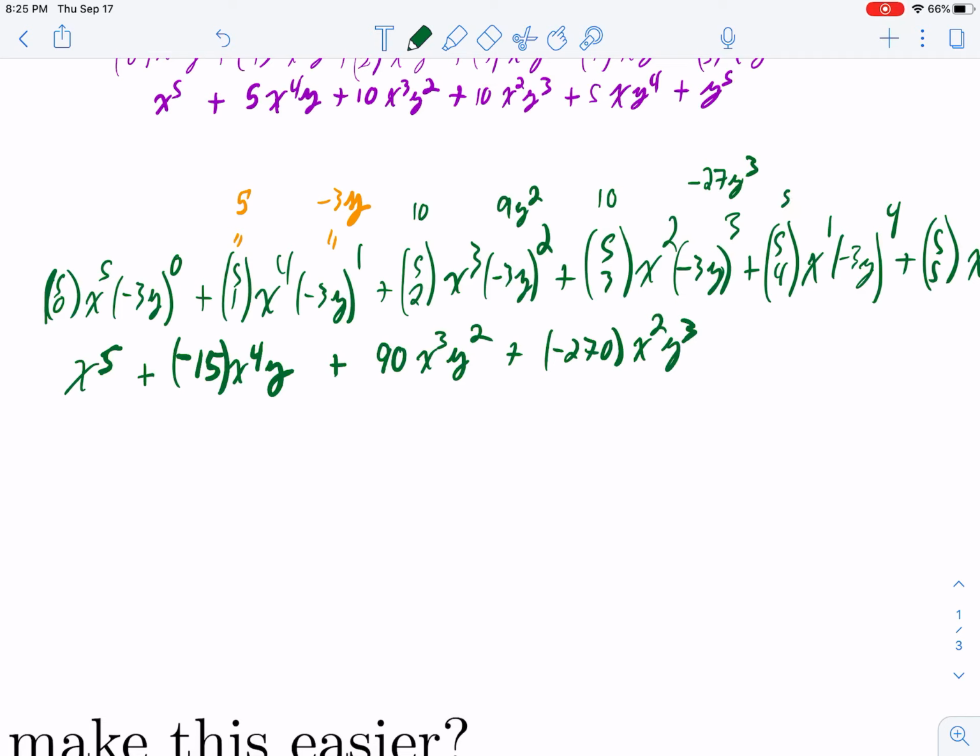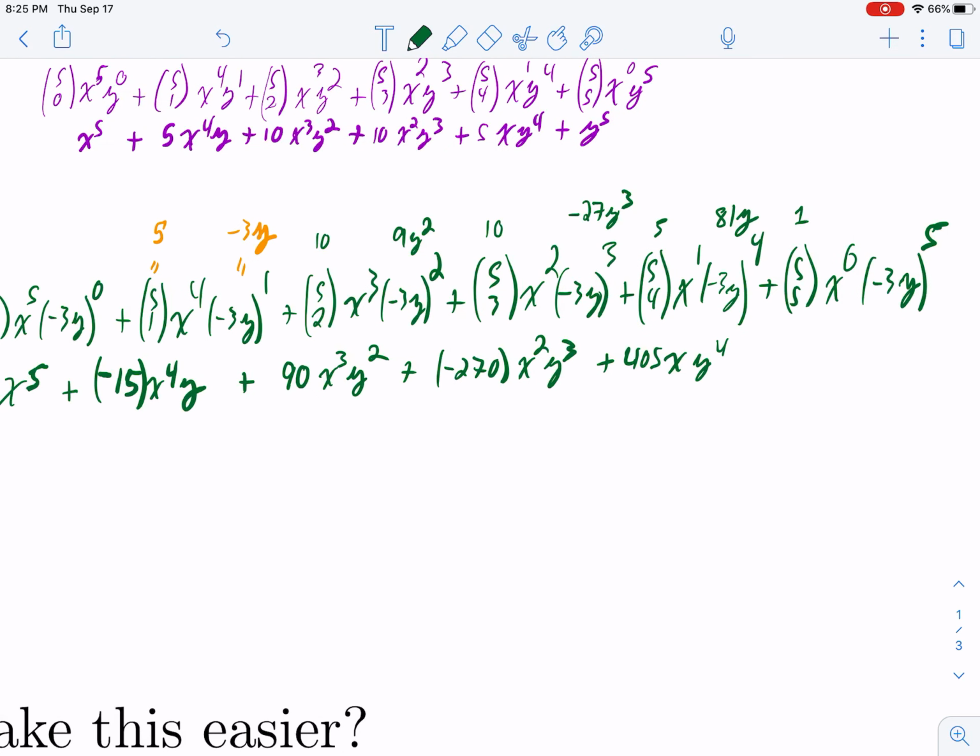This guy's 5. This is 81y. So this is plus 5 times 81. 5 times 81. 5 times 80 is 400. So 5 times 81 is 405. So this is 405 x y to the fourth.